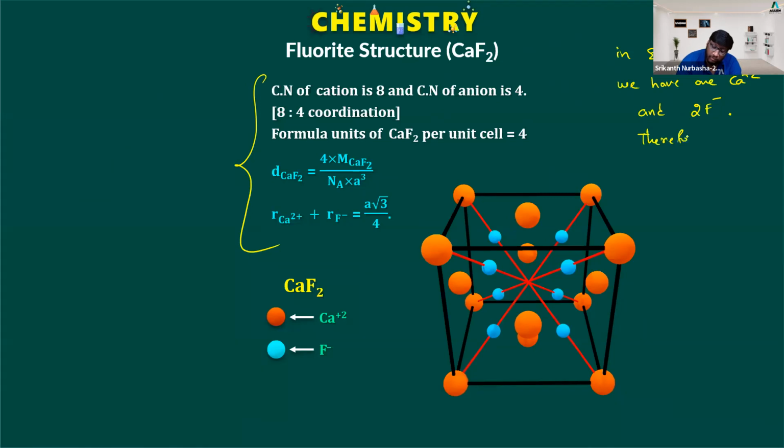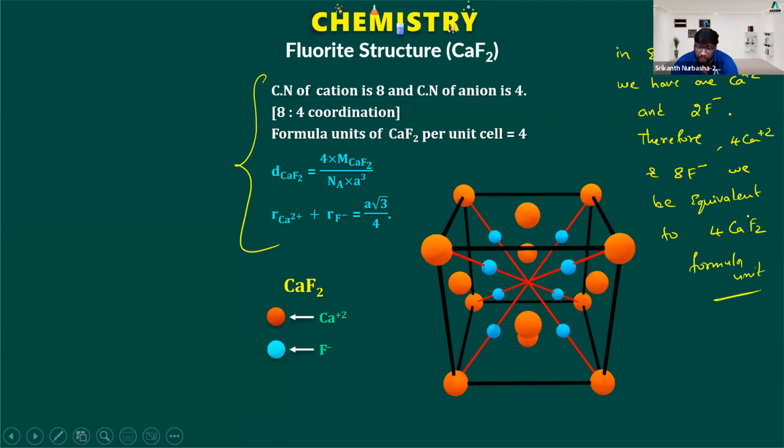Therefore, 4 Ca plus 2 and 8 F minus will be equivalent to 4 CaF2 formula units. So in the particular unit cell, we have 4 CaF2 molecules, right? And whenever we have tetrahedral void occupied, radius of cation, radius of Ca plus 2, plus radius of anion, radius of F minus, is nothing but 1/4 of the length of the body diagonal, that is 1/4 of root 3 a.